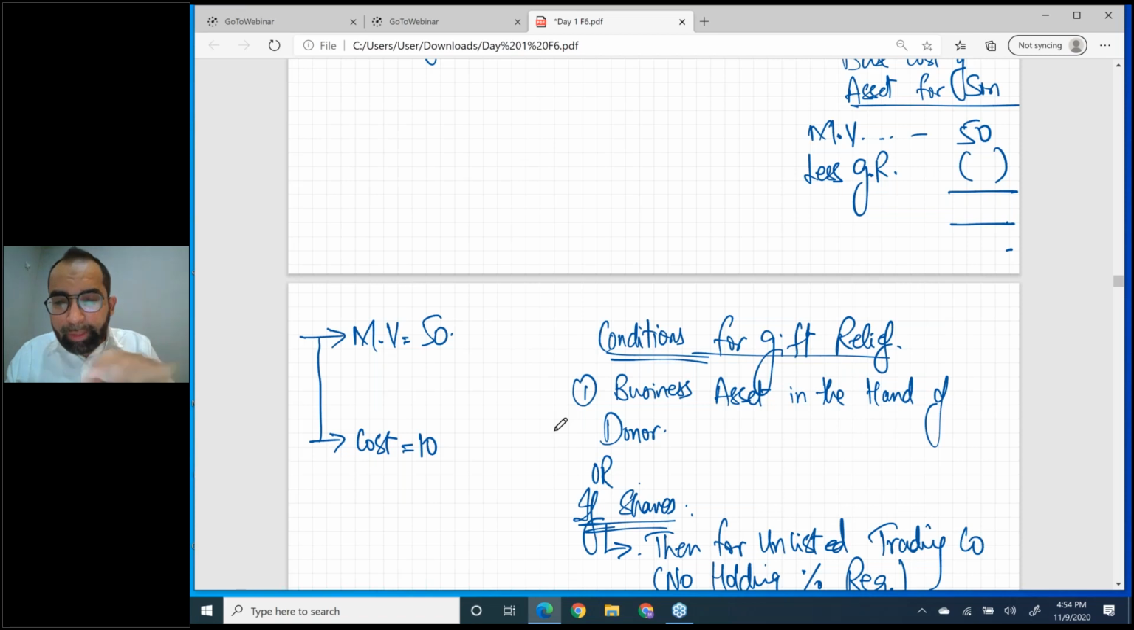Look at the screen. For example, mom bought the asset for 10 pounds, but after 2 years the market value has appreciated to 50 pounds, and mom gave it free of cost to her son. Now, just think: in mom's period of ownership, the asset appreciated from 10 to 50. So this 40 appreciation is the responsibility of mom. Mom will be taxed on this 40 gain.